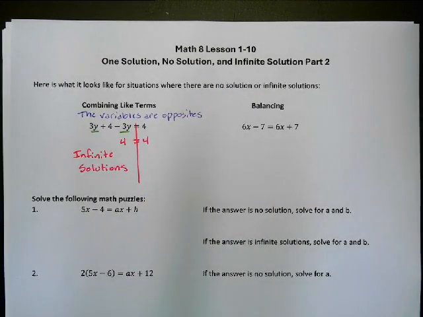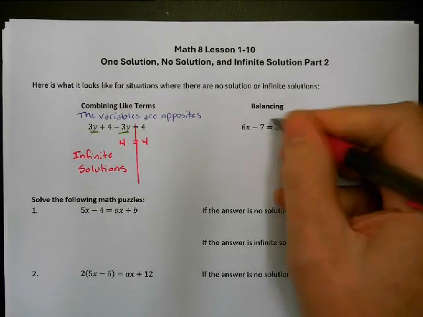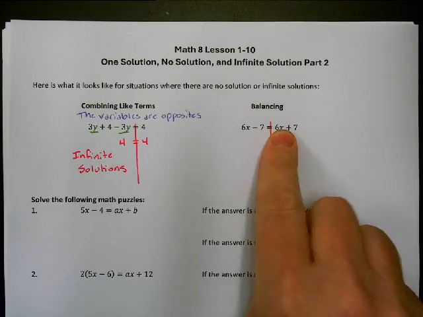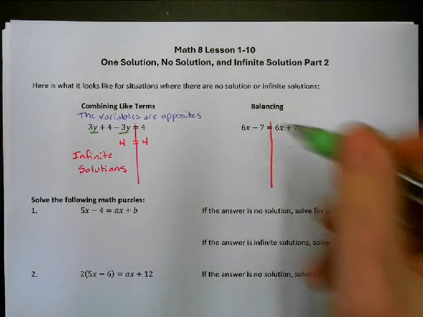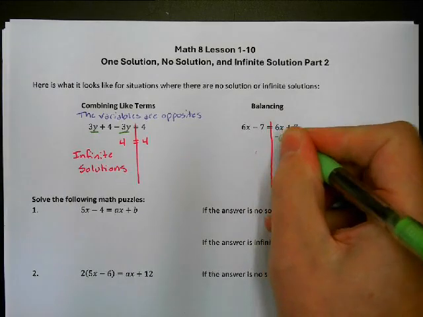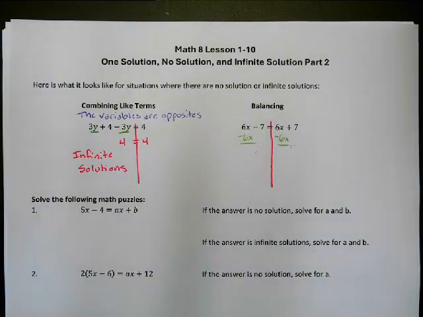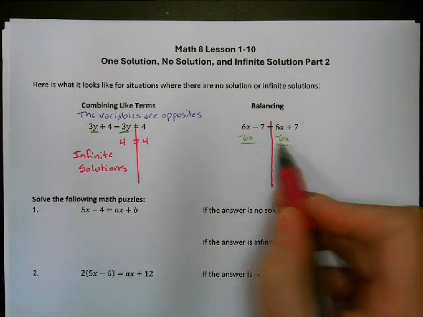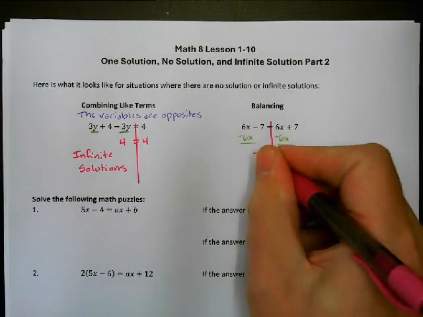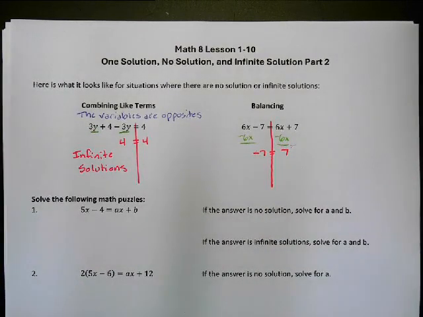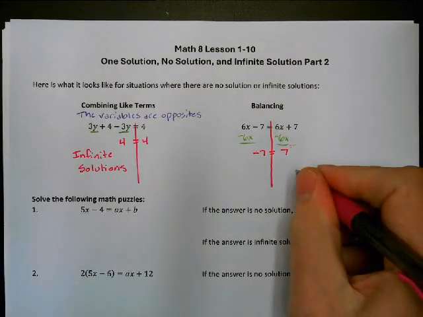Now let's look at the balancing one. So here we've got a problem. We're supposed to balance it at this point. I've got 6x over here, and I've got 6x over there. So when I'm balancing, I'm going to subtract 6x from both sides. And now my variables are disappearing because we've got opposites right here. Now when I've subtracted the 6x, I get negative 7 equals positive 7. Negative 7 never equals positive 7. That's a false statement. Therefore, on this one, we would say that there is no solution.